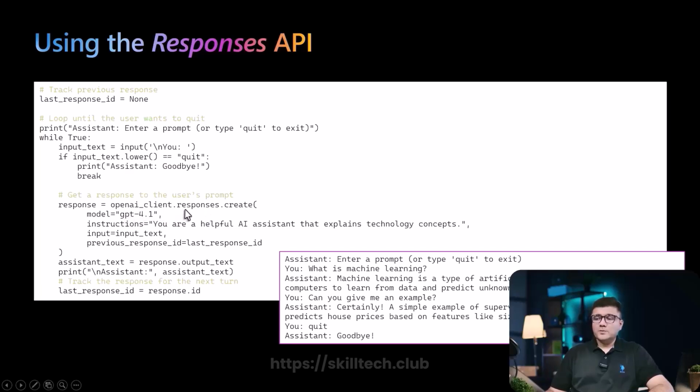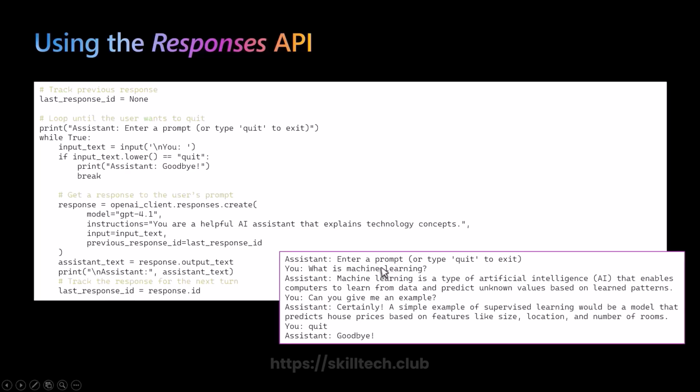We'll be creating the OpenAI client instance with this, and then using that, we'll be able to provide the instructions based on the agent, like you are a helpful AI assistant that explains technology concepts. And then it's going to give you the response. Now, this kind of output you can expect. Maybe if I ask the question what is machine learning, it's going to give me an answer to that particular question. Then I can again provide something like, can you give me an example? It will remember that particular context, and then it's going to say certainly, a simple example of supervised learning would be a model. So it's basically remembering the context and is capable enough to understand the answer with a multi-turn conversation.